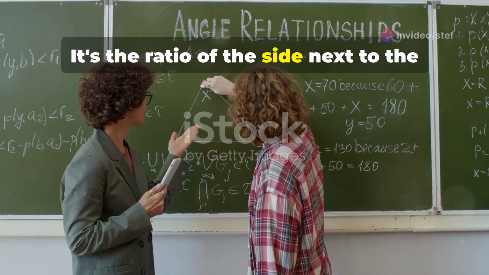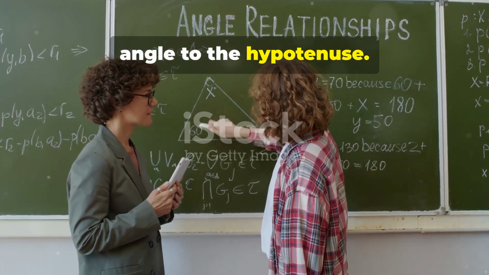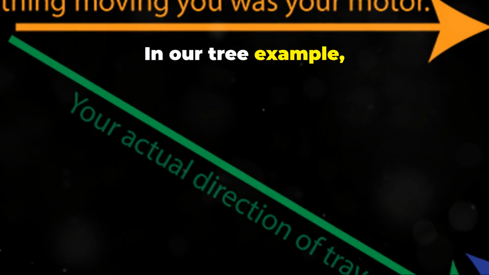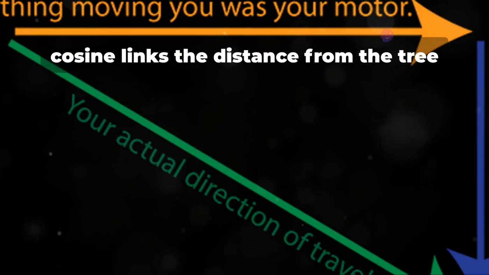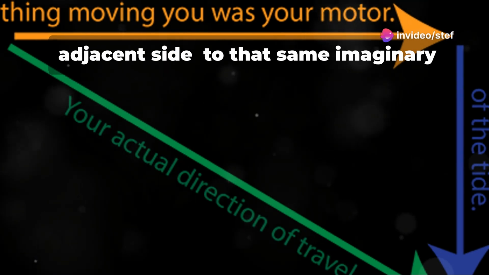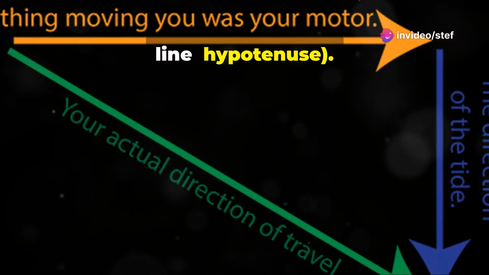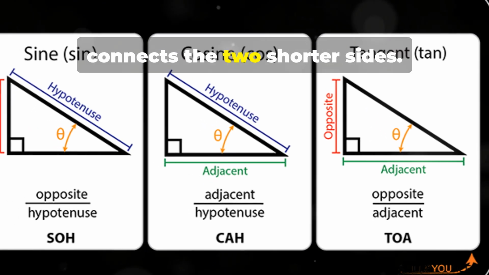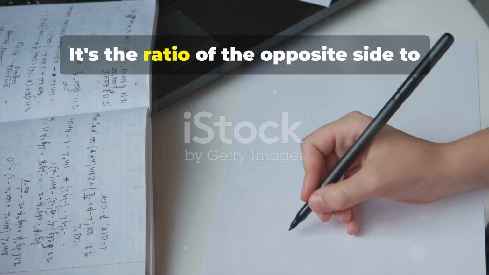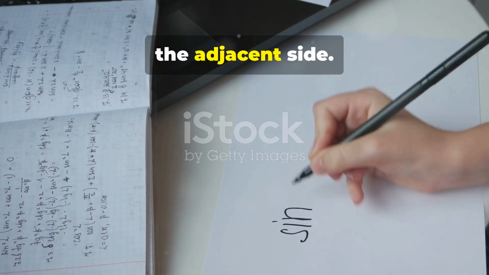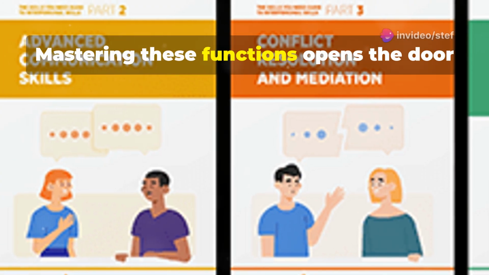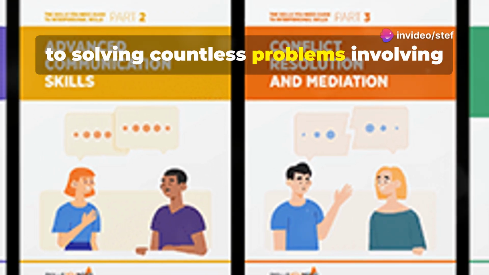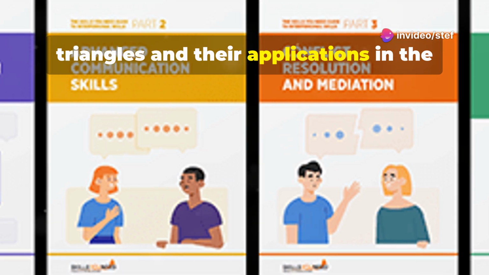Cosine, or cos, focuses on the adjacent side. It's the ratio of the side next to the angle to the hypotenuse. In our tree example, cosine links the distance from the tree, adjacent side, to that same imaginary line, hypotenuse. Tangent, shortened to tan, connects the 2 shorter sides. It's the ratio of the opposite side to the adjacent side. Mastering these functions opens the door to solving countless problems involving triangles and their applications in the real world.